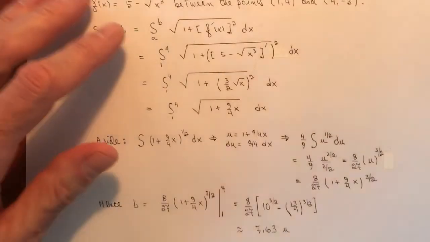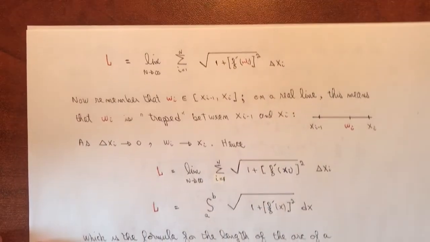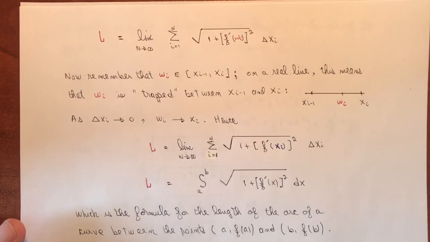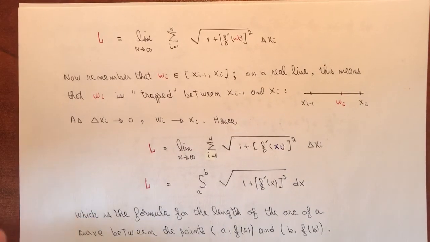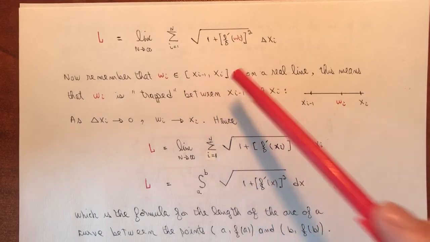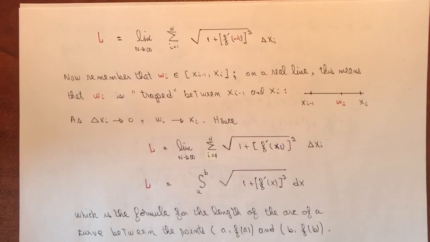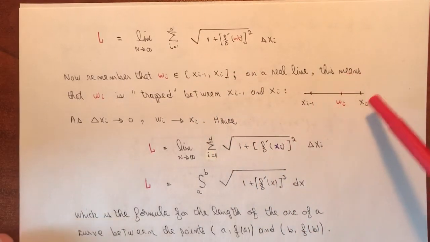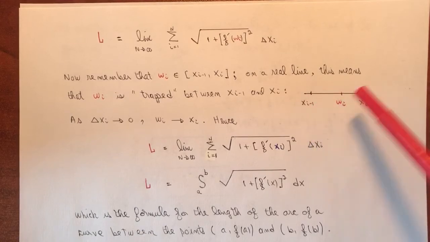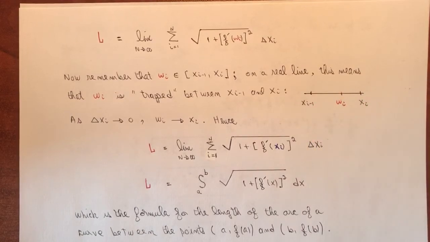And we are going to get that L is actually the limit as n goes to infinity of the summation of the root of 1 plus f prime of wi squared times delta xi. Now, you may remember that wi was just a number in the interval xi minus 1 to xi. On a real line, that means that wi is actually trapped between xi minus 1 and xi.